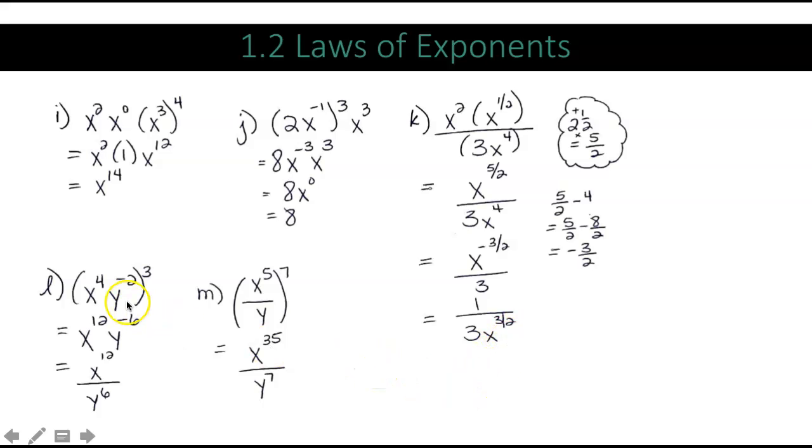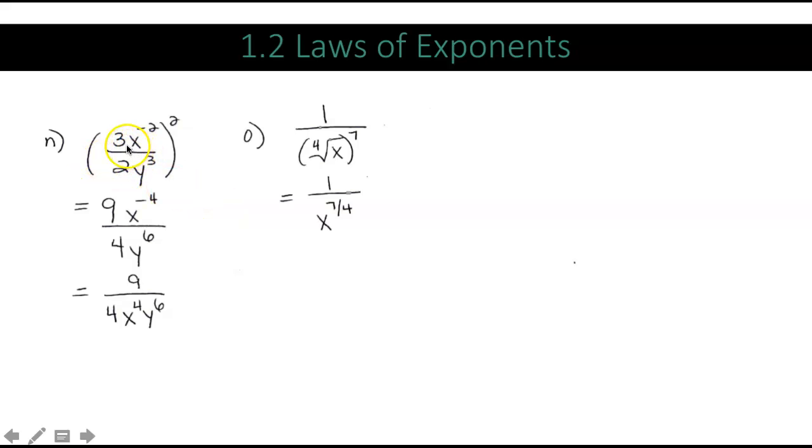So that's K. L, this exponent on the outside belongs to everything inside. So a power to a power you multiply, x to the 12, y to the negative 6. Take care of the negative by moving it down to the bottom. For part M, you multiply, again, because it's a power to a power. And here the same thing. Remember, even if you don't see an exponent, it would be a 1. So then 1 times 7 is 7, 5 times 7 is 35.